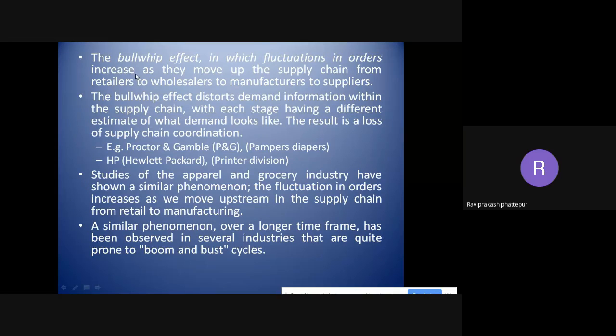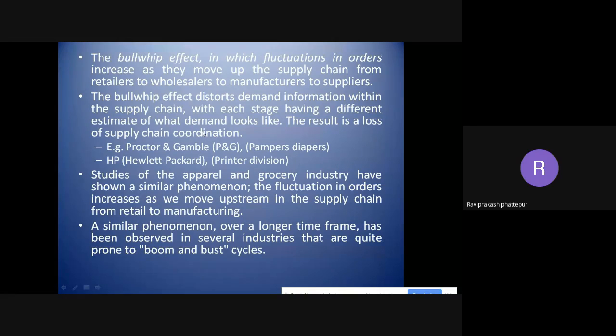So see here, what is the bullwhip effect? The bullwhip effect is one in which fluctuations in orders increase as they move up the supply chain. We just saw, as and when we are moving up the supply chain, the fluctuations will increase many folds, from retailers to wholesalers to manufacturers to suppliers. The bullwhip effect distorts the demand information within the supply chain. So if one person feels the demand is increasing, it will go on increasing in a subsequent manner up the supply chain, with each stage having a different estimate of what demand looks like.